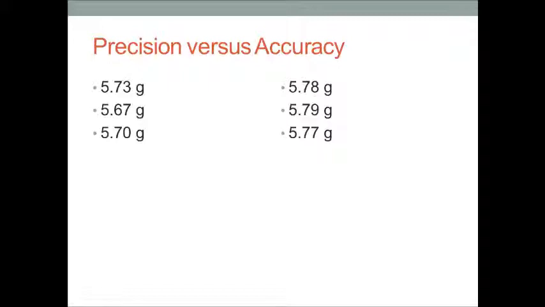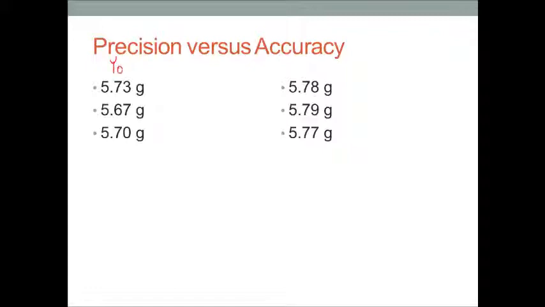Now, once you get your data, you can often see it in charts, and you've got to figure out whether that data is good or not. So we look at precision versus accuracy. Precision is how close your data points are to one another. Accuracy is how close you are to the correct answer.